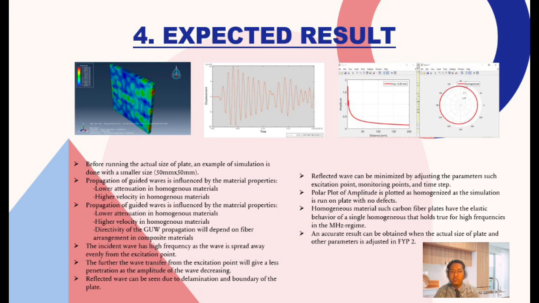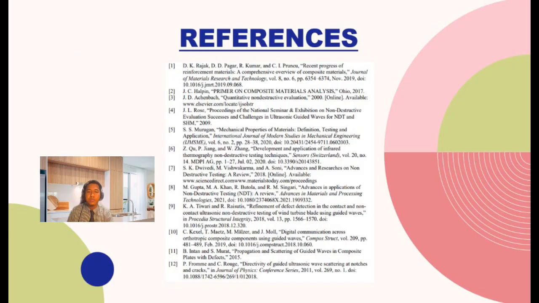The polar plot of the application is plotted as homogeneous as the simulation is run on a plate with no defects. Homogeneous materials such as carbon fiber plates have the elastic behavior of a single homogeneous material that holds true for high frequency in the MHz regime. An accurate result can be obtained when the actual size of the plate and other parameters are chosen in the FYP tool. Here are the references that I have used while completing my proposal.